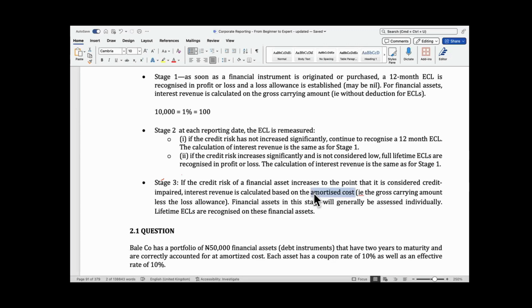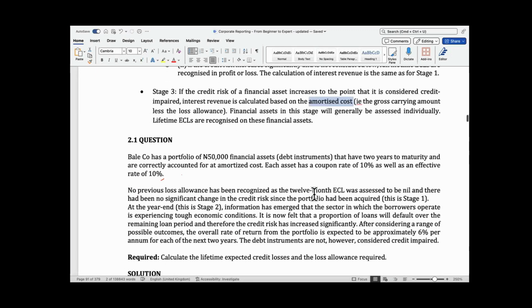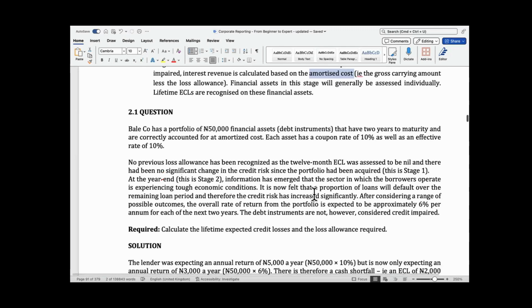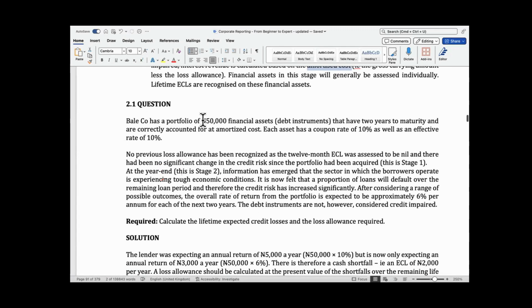Okay then, let's look at this question. PayCo has a portfolio of 50,000 financial assets, debt instruments that have 2 years to maturity and currently accounted for at amortized cost. Each asset has a coupon rate of 10% as well as an effective interest rate of 10%.